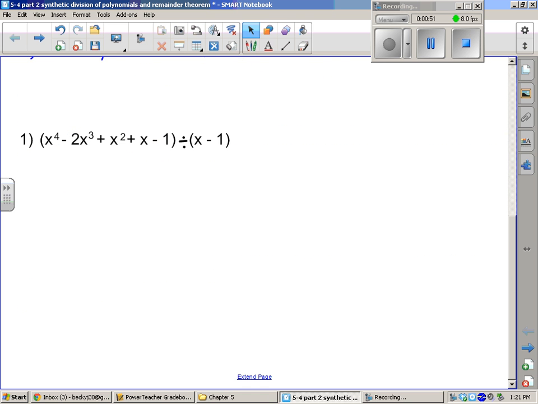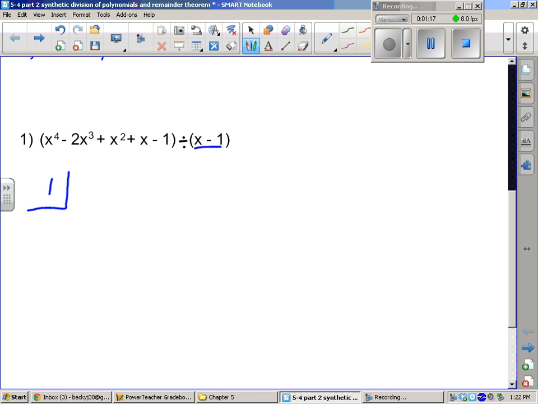Okay, we're going to go through these steps. The first thing you do is find the zero of the divisor. That's what we're dividing by. So x minus 1 equals 0, so x would be 1. And we put it into what we call the press box. Press box looks down on the field, so that's what our number 1 is doing.